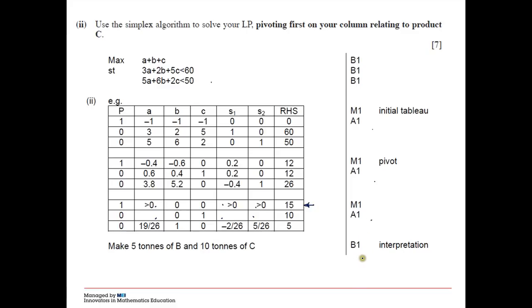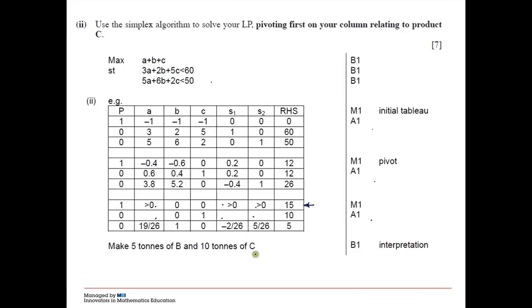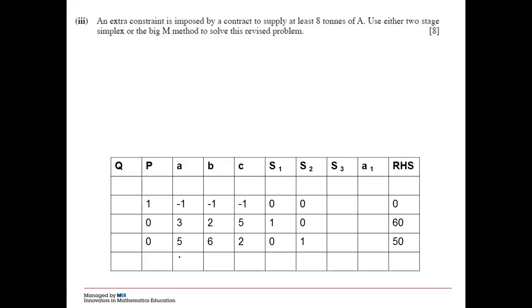And 1 mark at the end for the interpretation, which I didn't write in here because I didn't have room, but you can see that we've got no A. We've got 5 B and we've got 10 C. So 5 tons of product B and 10 tons of product C was the interpretation. Again, it goes on to add an extra constraint to supply at least 8 tons of product A. And we're this time being asked to solve the revised problem, which is a little bit nasty.